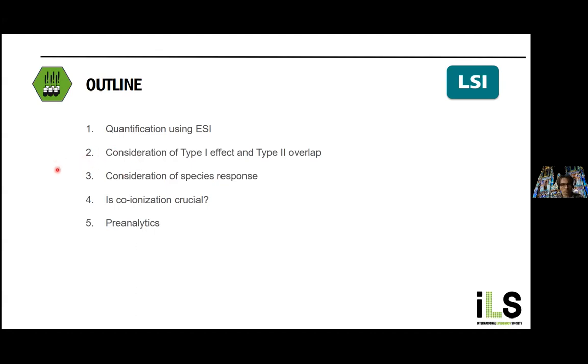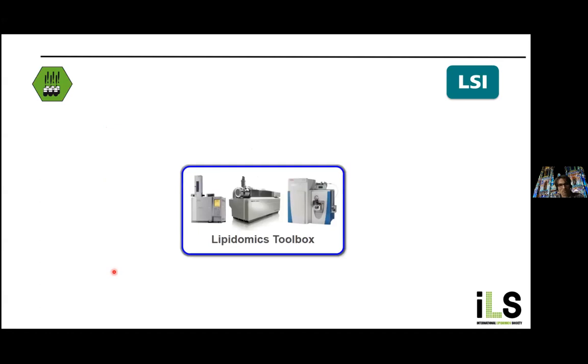What is necessary to get accurate quantification? You need these corrections, type 2, type 1 corrections. And you need to consider a species response. And then I would love to discuss: is co-ionization crucial or not? I think we have some data concerning that question, and at the end some remarks on pre-analytics. Somehow I decided to discuss with you our setup, because I'm most familiar with that.